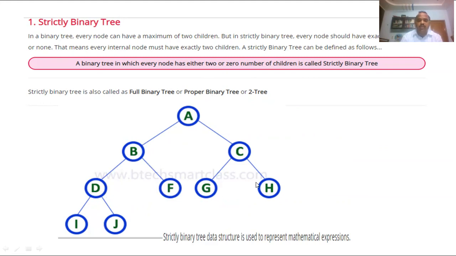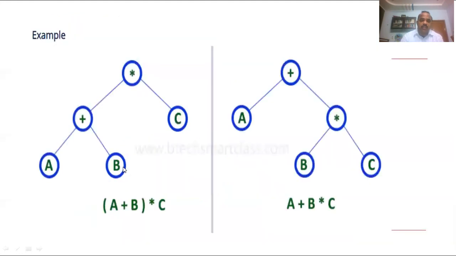Clear, all of you? Then this is called a strictly binary tree. A node has either 2 children or 0 children. Don't use 1 child. So either 2 children or 0 children. That is called a strictly binary tree. This is an example. This is an expression tree. This is a strictly binary tree example. This is also an expression tree.